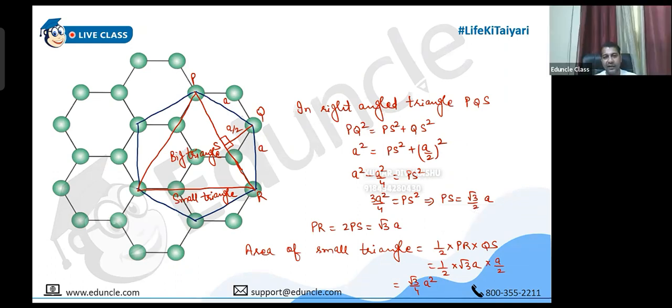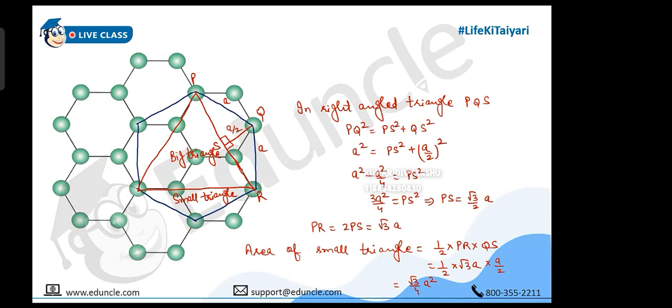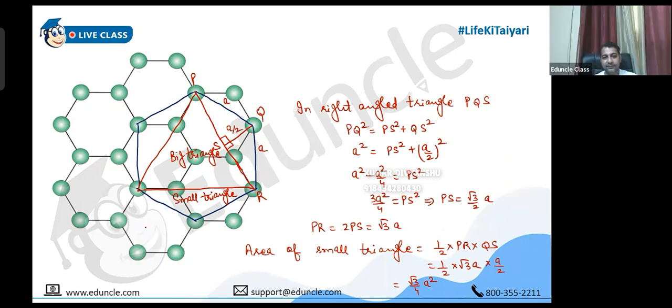Now, what is the area of big triangle? What is the side of big triangle? PR is the side of big triangle. So big triangle is an equilateral triangle. Each angle is 60 degrees, and each side is also root 3 A, obviously.